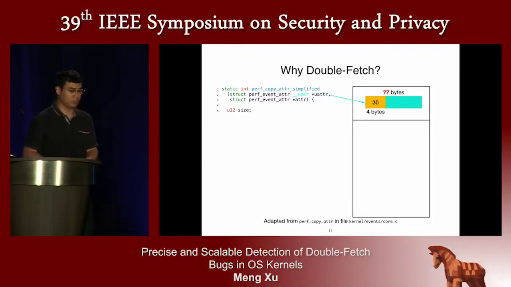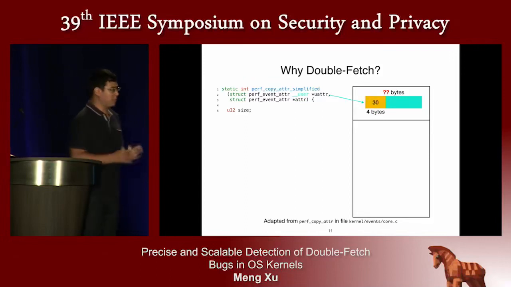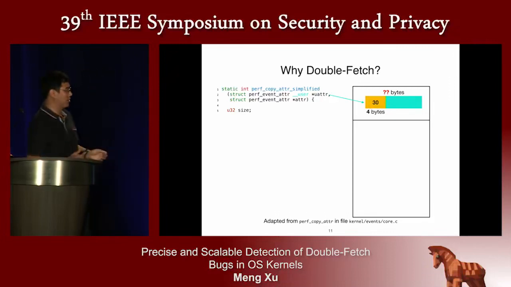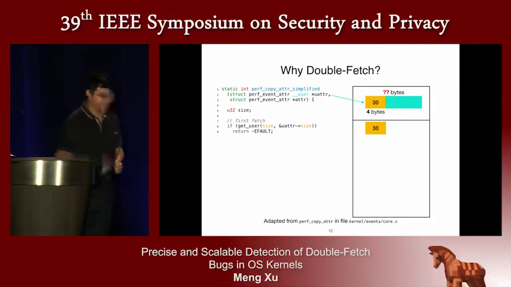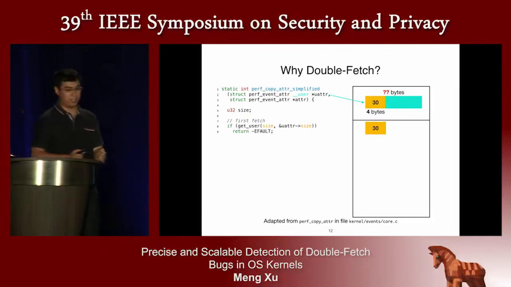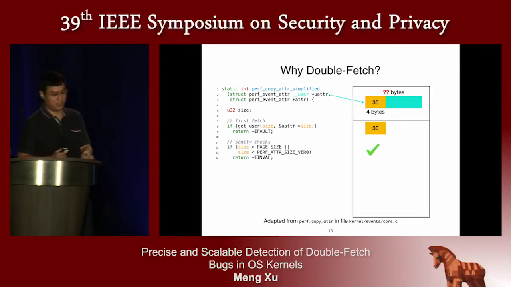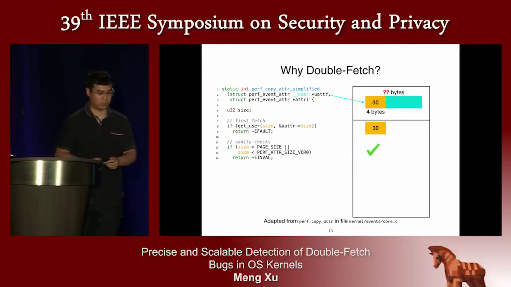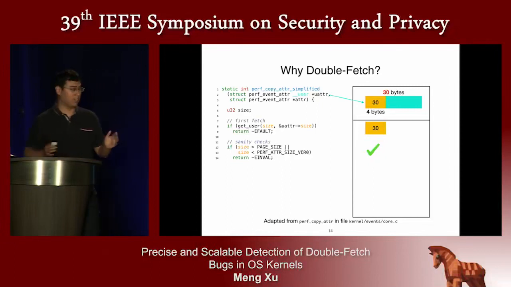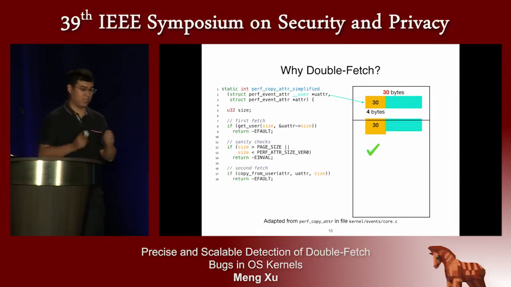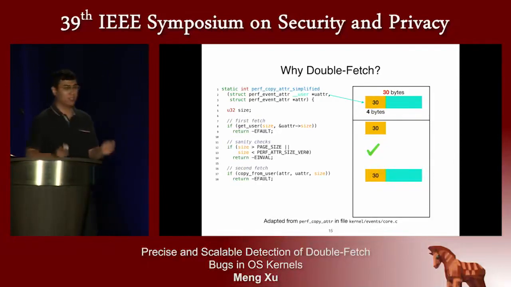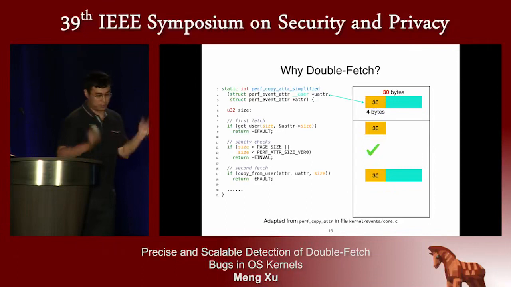So what we typically do is prefix the format of this structure. We say that the first 4 bytes will contain a value of how many bytes the whole message is. So we do the first fetch, copying the first 4 bytes into kernel space, and then we do some sanity checks to make sure this is not a stupid value, either stupidly large or small. Then we know the whole message is going to be 30 bytes, and we do the second fetch and copy the whole message into the kernel, and then call the function.